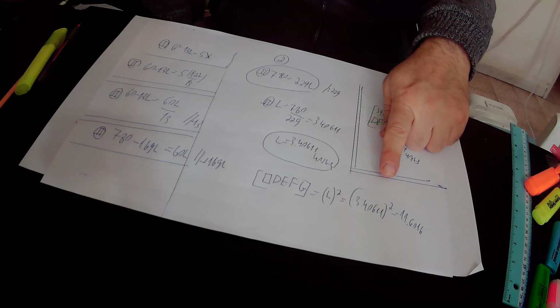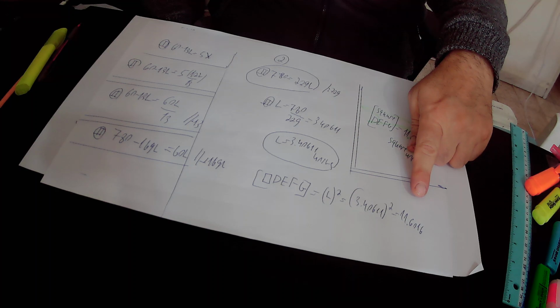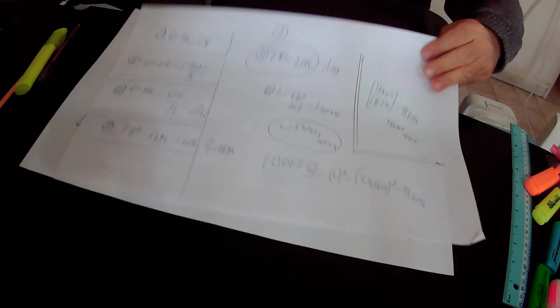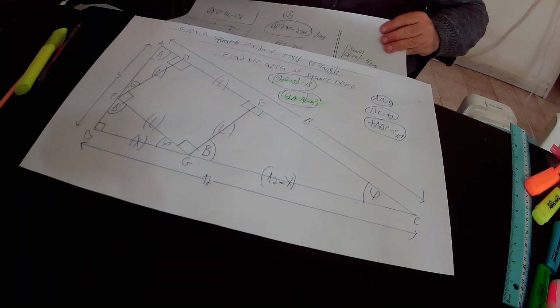L is 3.40611, therefore L squared is 3.40611 squared. That is equal to 11.6016 square units. So we found that the area of this square DEFG is equal to 11.6016 square units.